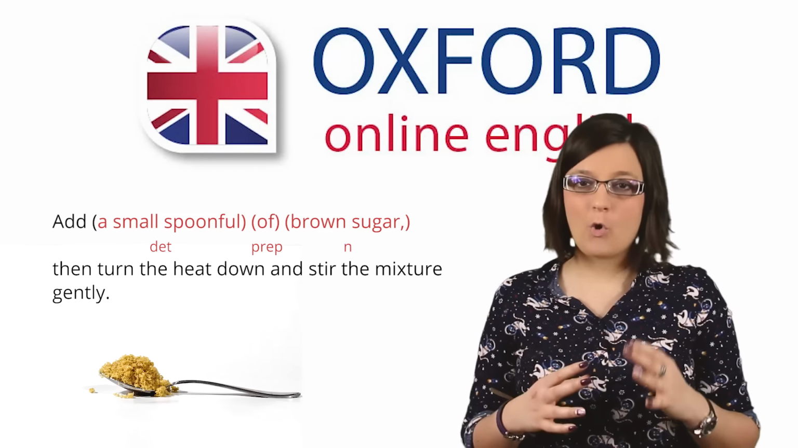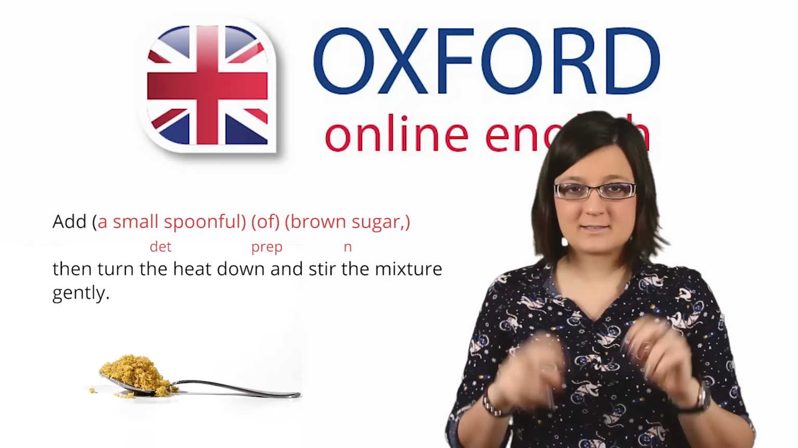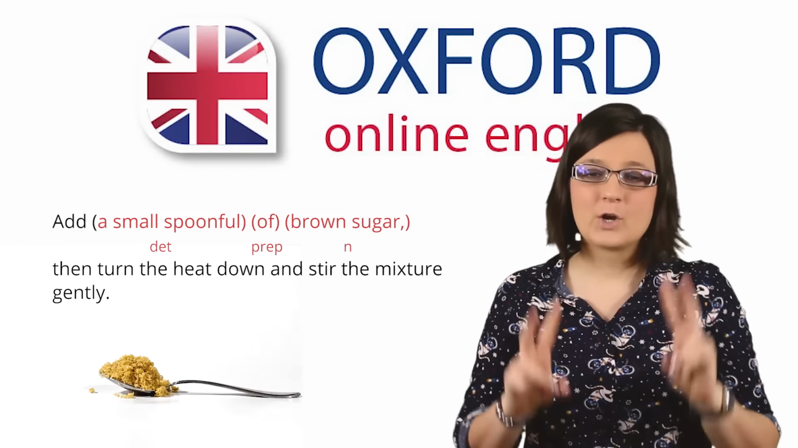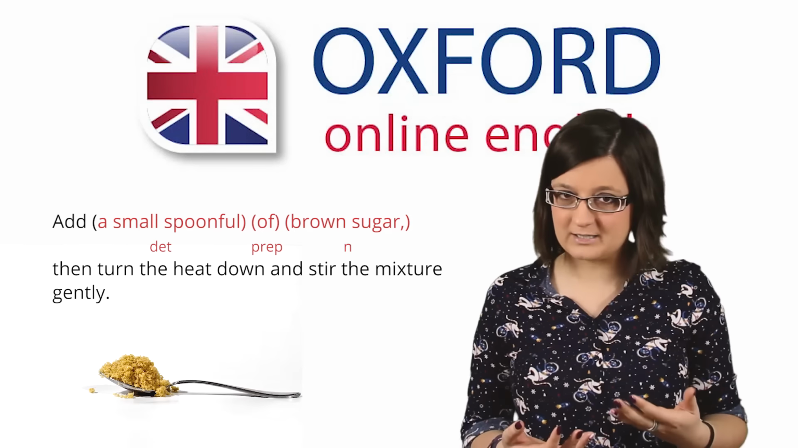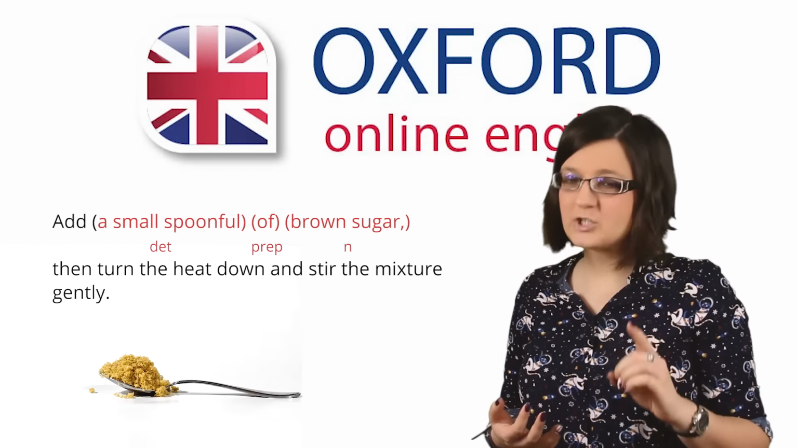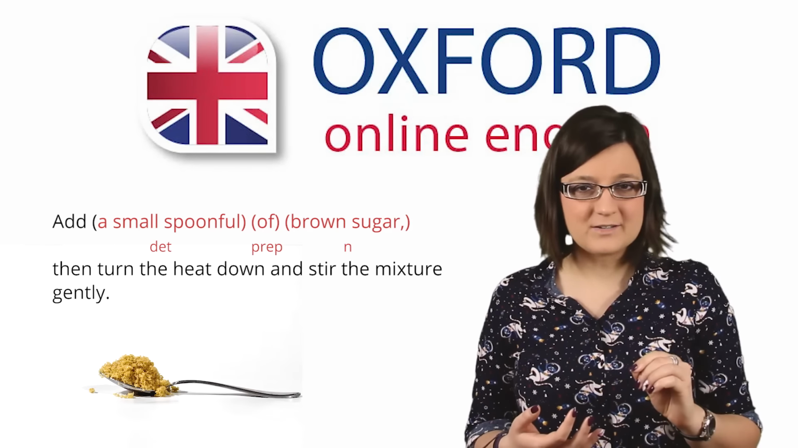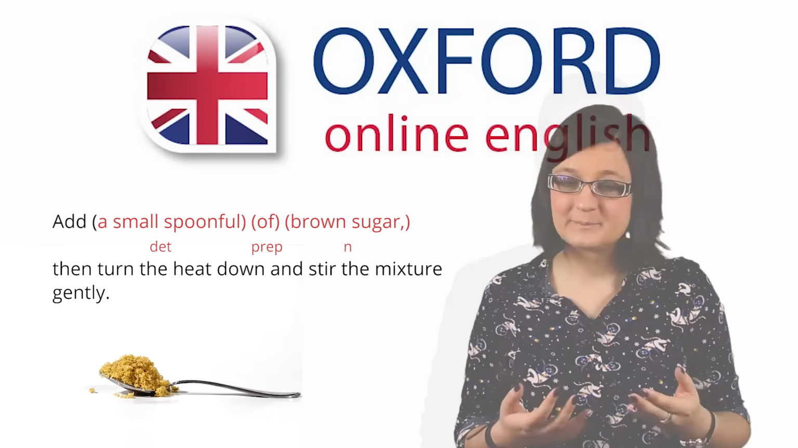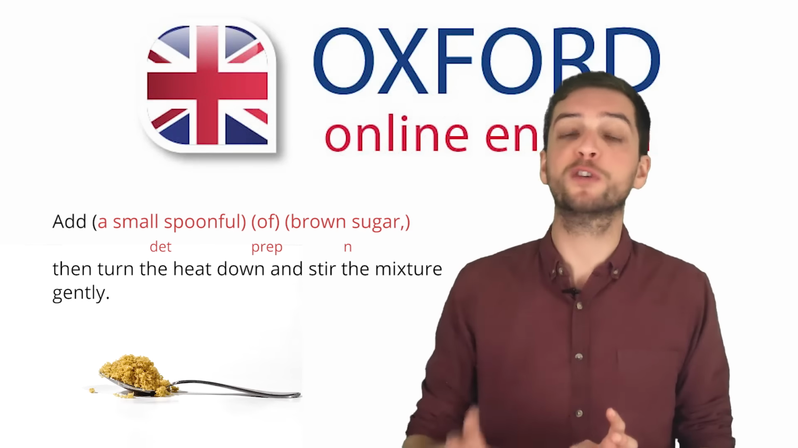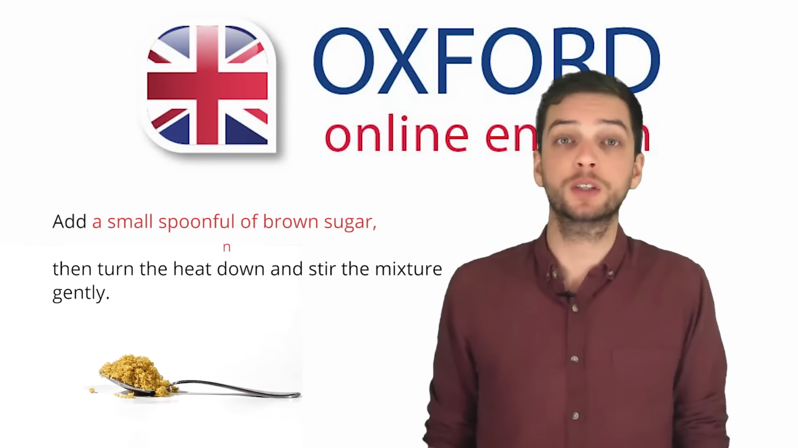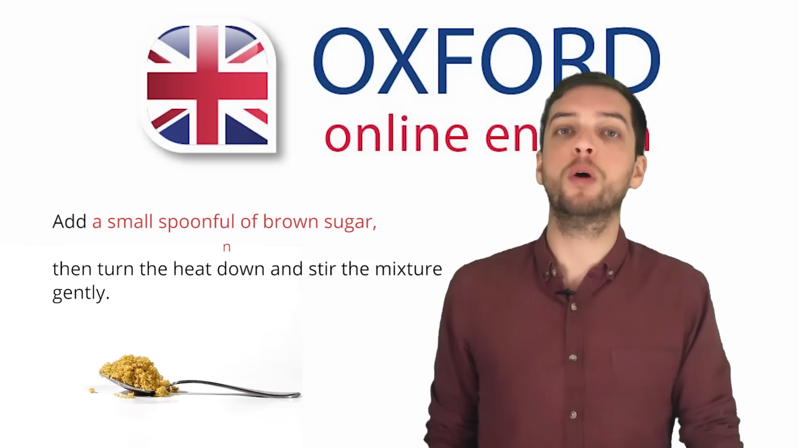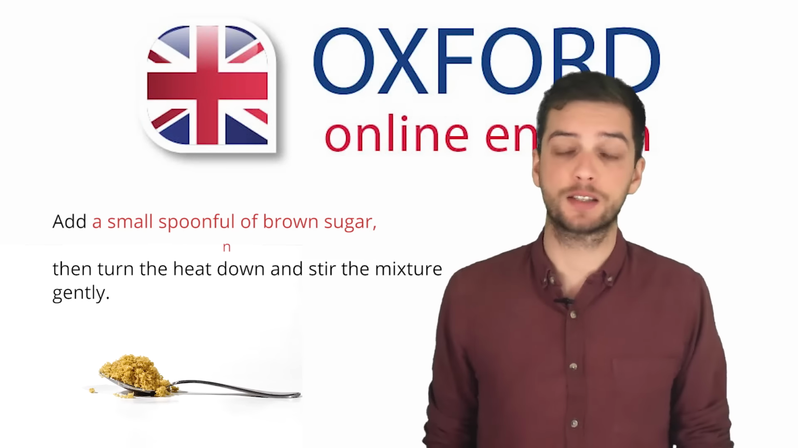You want to know the answer. You want to know which way is correct. There isn't one correct way to say this. There are different perspectives. A better question is, which perspective makes more sense? In this sentence, a small spoonful of brown sugar refers to one thing in the world. So it makes sense to think of it as one part of speech in the sentence.